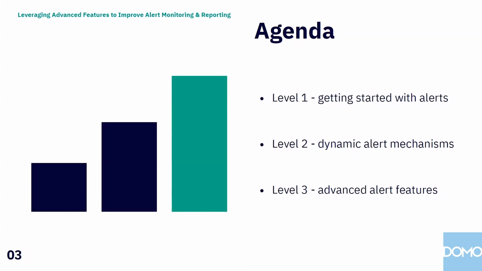To get started, we're going to look at getting started with alerts, basically the initial ground floor of using alerts inside of Domo. With level 2, we'll take one level up and go into dynamic alert mechanisms, and that's going to be to associate your data into a different structure. And for level 3, we're going to look at advanced features that are included with Domo alerts.